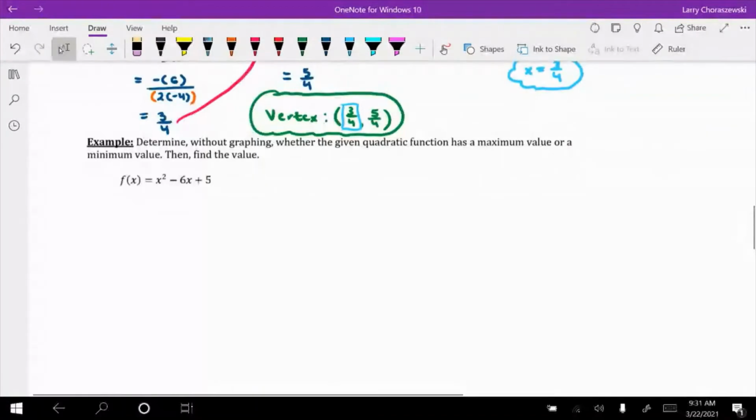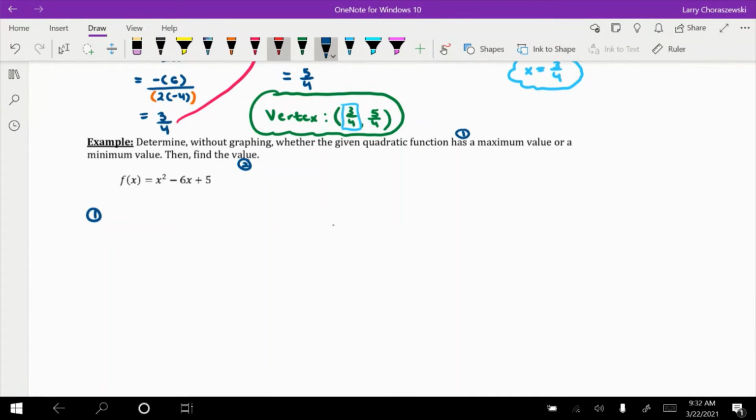All right, so we're going to put a little spin and mix a vertex calculation with a little bit of conceptual understanding about maximums and minimums as it relates to parabolas. In our upcoming example, it says determine, without graphing, whether the given quadratic function has a maximum value or a minimum value. And once we do that, we're going to provide the value of whatever one this function would have. So this is kind of another two-parter. Okay, we're going to determine whether it has a maximum or a minimum value, and then we'll find the value.